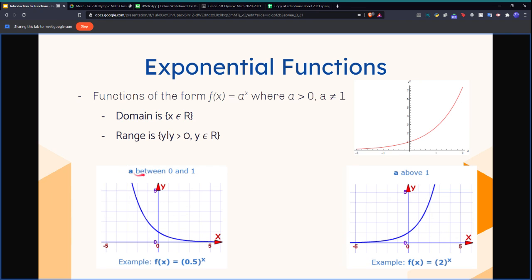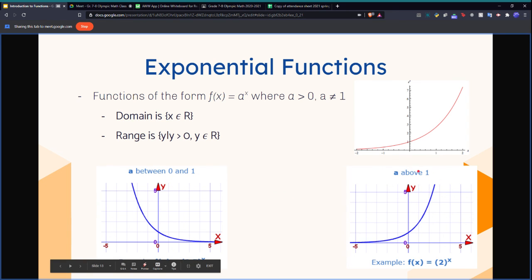And we can look at special cases for a. So this is a between 0 and 1. Instead of having the graph increasing from left to right, you have it decreasing from left to right. So you have a high point on the left side, and then you decrease, go down on the right side. That is a between 0 and 1. Say you have f of x is equal to 0.5 to exponent x. You would get this graph.